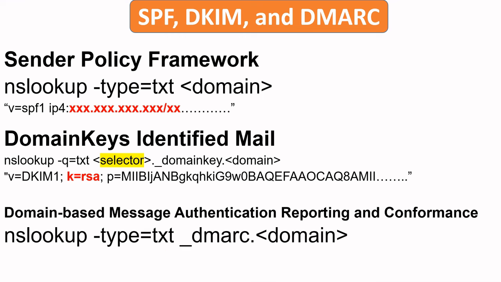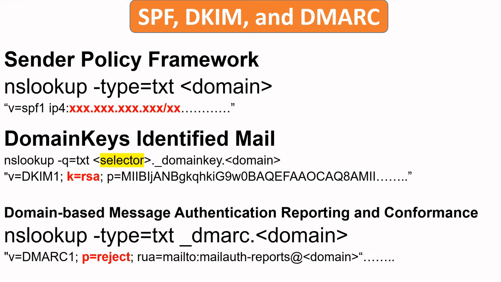To check the DMARC for a domain, type the following command on the prompt and press enter. We'll see the DMARC entry as follows in the result. Ensure the value of policy as defined here is reject or quarantine. There are many online tools available to check SPF, DKIM and DMARC configurations of a domain.